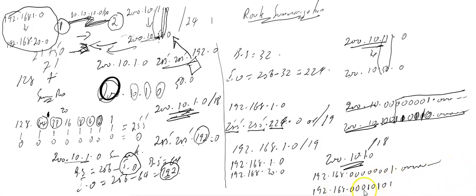So let me check again. 128, 64, 32, 16, 8, 4, 2, 1. So 16 plus 4. So that's it. Then dot 1, 2, 3, 4, 5, 6 in 8 places. Again, we are looking for matched bits. So from the first octet to the second octet, again, we already have 16 matched bits.